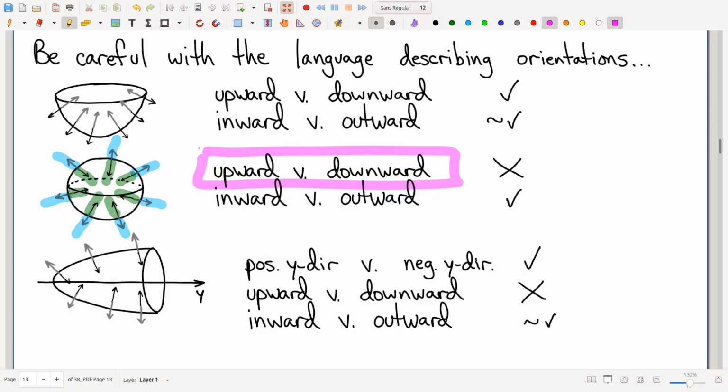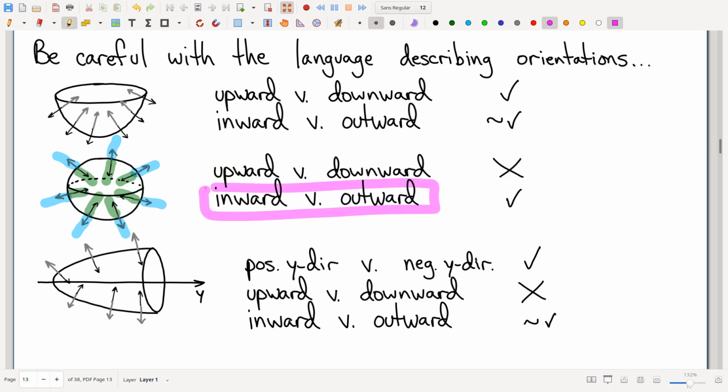It could be referring to the fact that some of the green vectors are upward. You could be referring to the fact that some of the blue vectors are upward. It's ambiguous. It doesn't remove the lack of clarity. So you can't use that language. But in this case, you'll notice, of course, inward versus outward, perfectly fine. There definitely is an inside. There definitely is an outside. That's a great choice there.